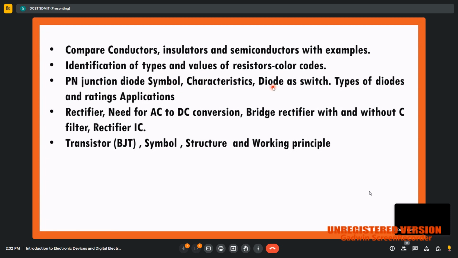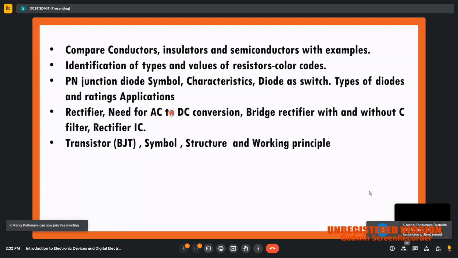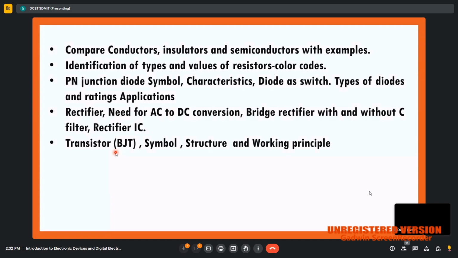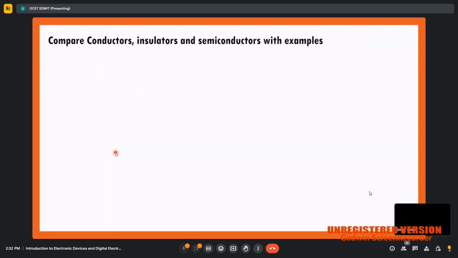types of diodes. After completion of this, I will cover the next concept like rectifier, the need of rectification, and how the rectifier works. Then next I will cover the concept related with transistors. So this is the syllabus I'm going to cover. After this syllabus, the next digital syllabus will be covered by our colleague. So if any doubt arises, you can ask the question.